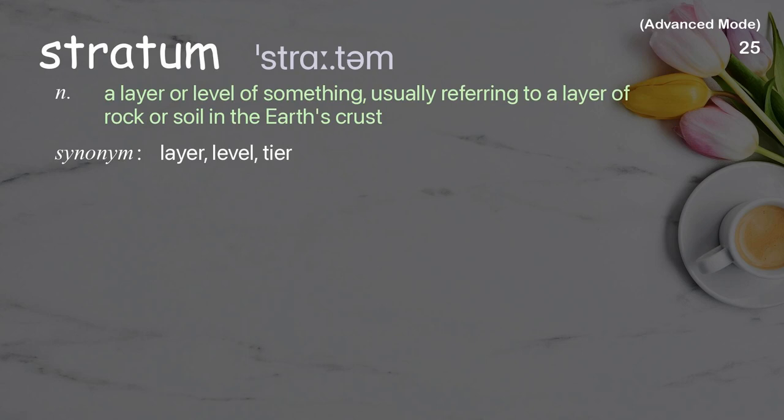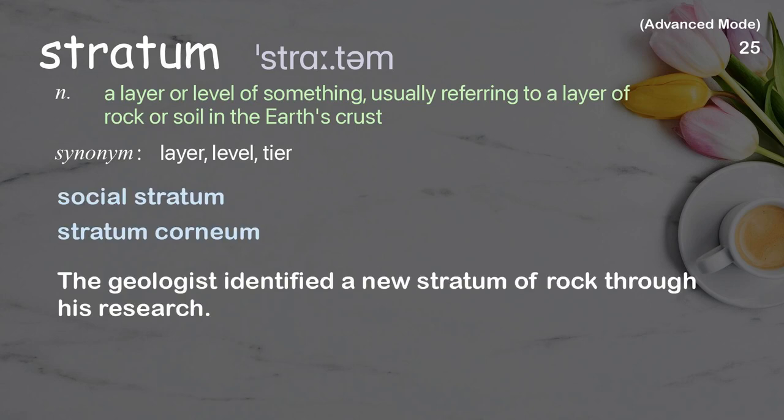Stratum. A layer or level of something, usually referring to a layer of rock or soil in the Earth's crust. Examples: Social stratum. Stratum corneum. The geologist identified a new stratum of rock through his research.